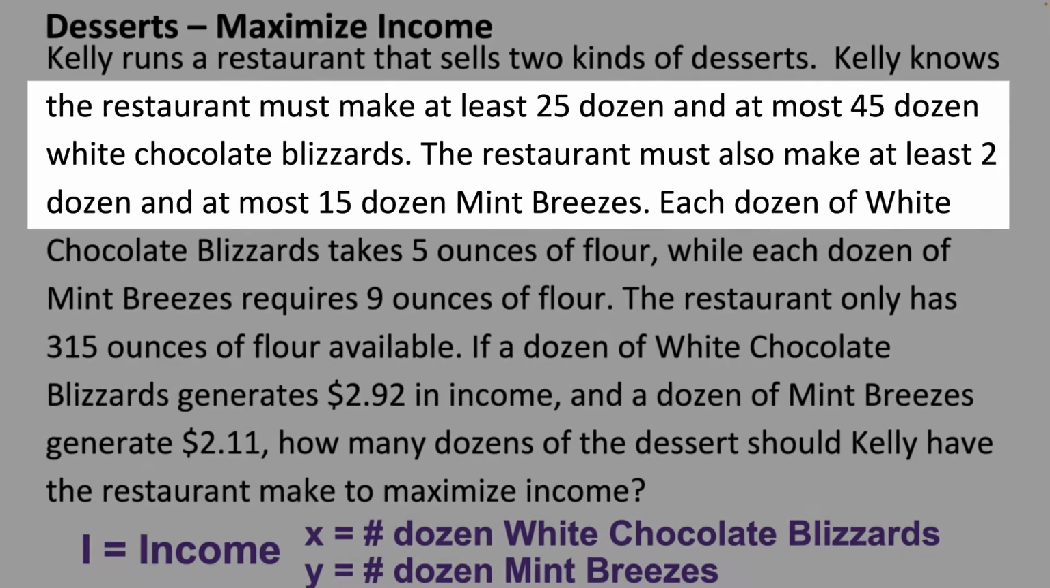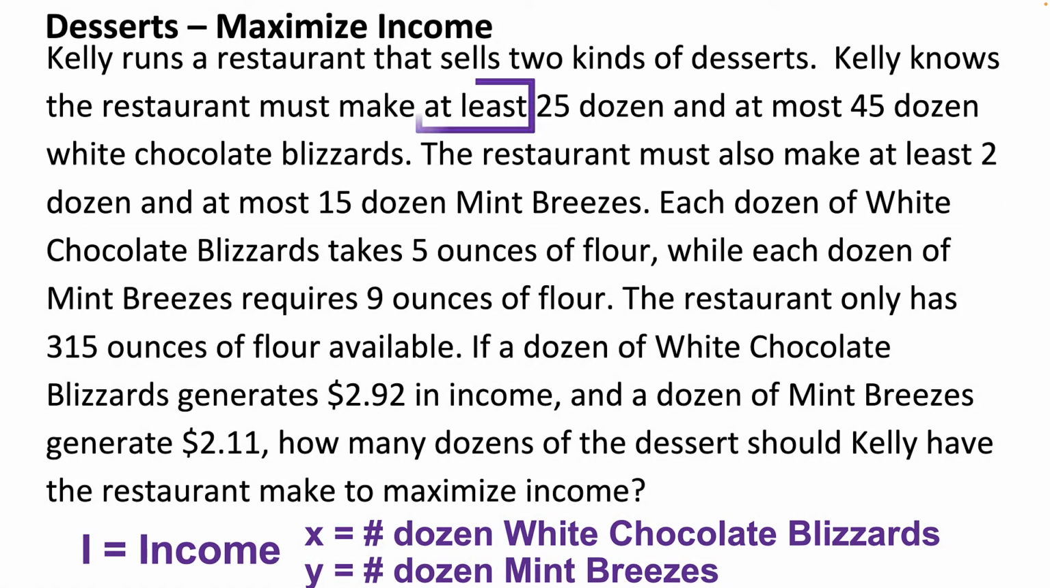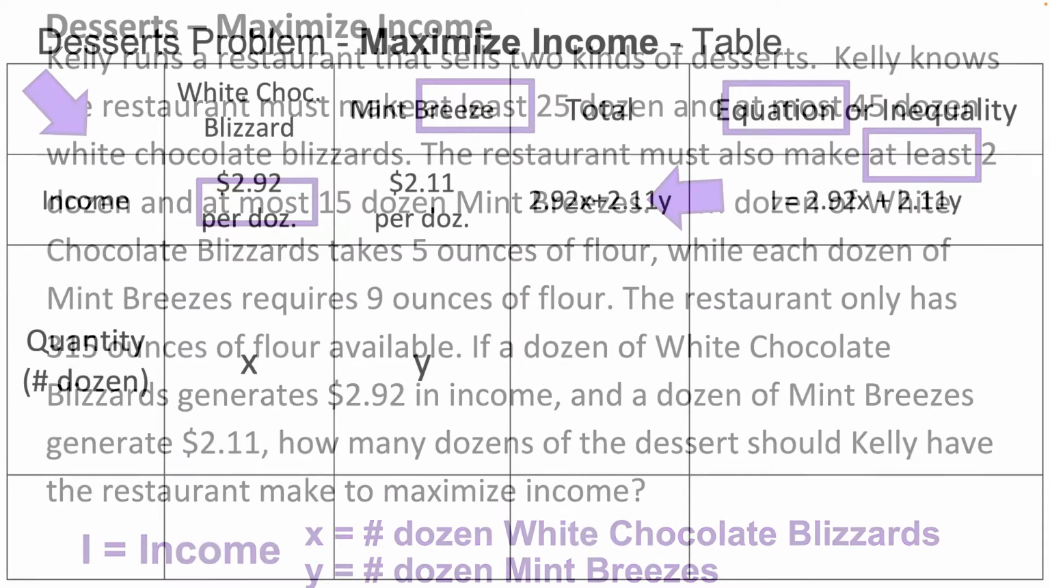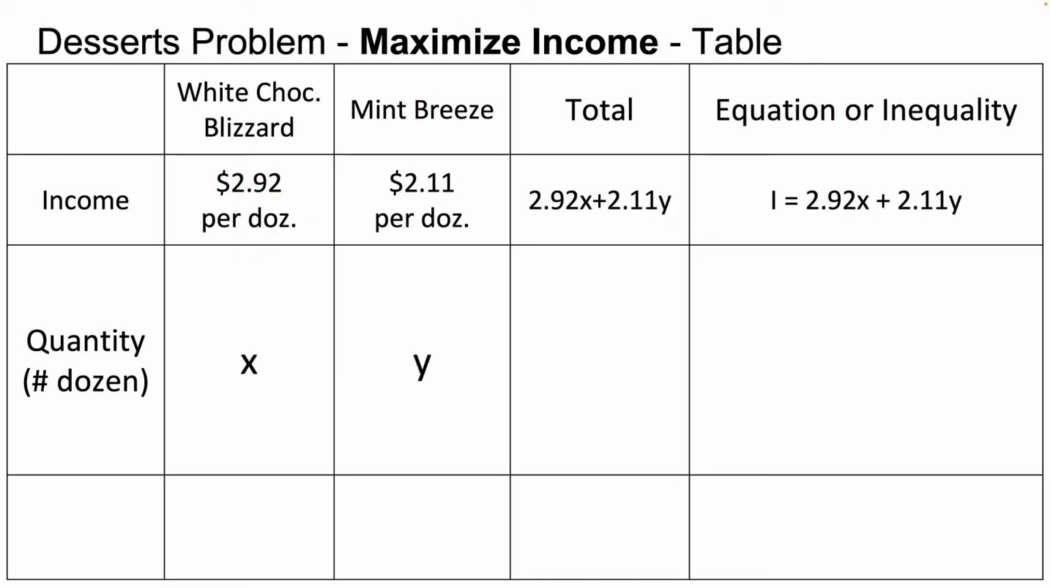It says Kelly knows the restaurant must make at least 25 dozen and at most 45 dozen white chocolate blizzards. Those two phrases, at least and at most, tip us off that one of the requirements and a limiting factor are the number of dozens of white chocolate blizzards this restaurant needs to make each day. Continuing on, it says the restaurant must also make at least 2 dozen and at most 15 dozen mint breezes. So another constraint is how many dozens of mint breezes this restaurant needs to make each day.